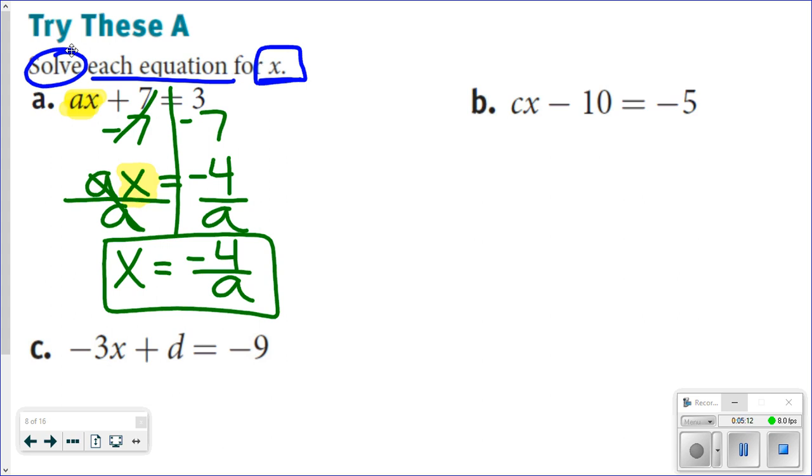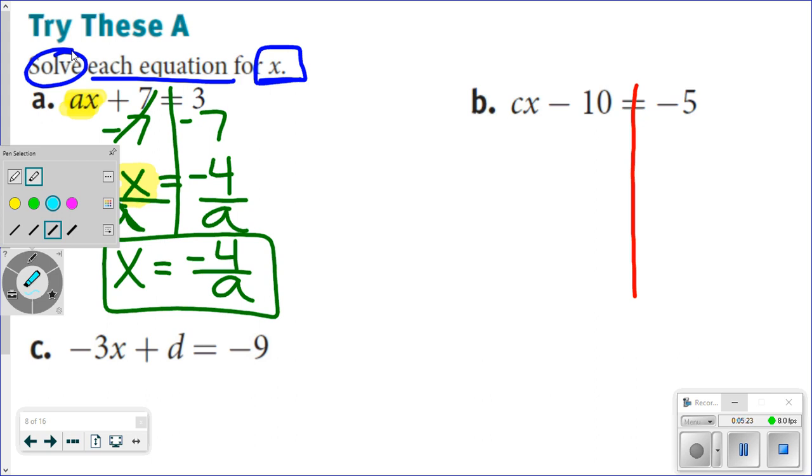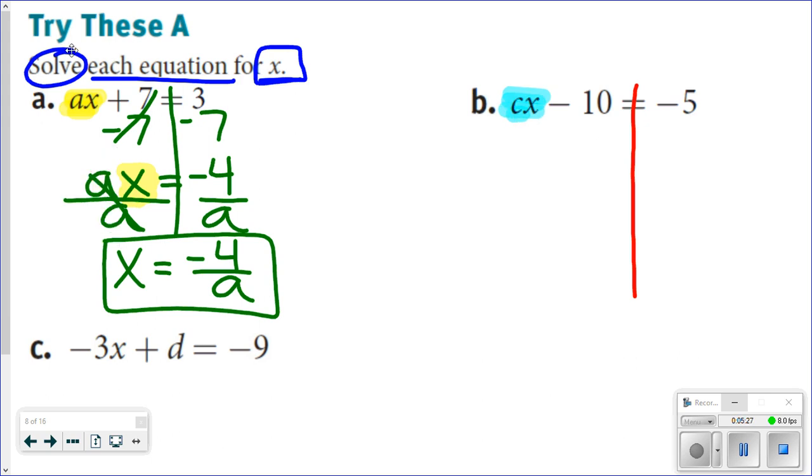So go ahead and try question B. Again, you're solving for x. So your first step is to get the cx all alone. So we need to move my constant term, which is -10, to the other side with my other constant, which is -5. Go ahead and pause and take the time to work out this question, see what you can come up with.